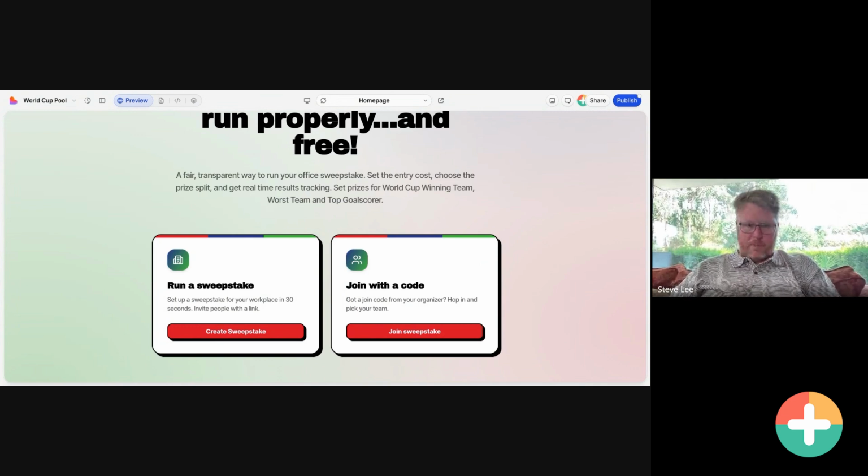But obviously with it being a sweepstake, there are issues around things such as gambling licenses and such like. So we thought we'd just leave it for people to go manually collect money in their offices and run it that way. So you can just go onto this website.